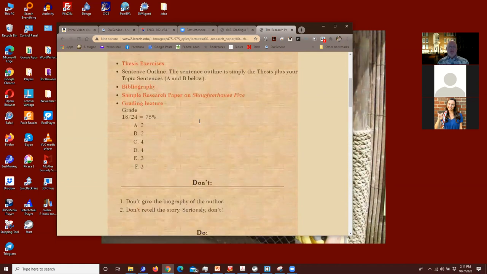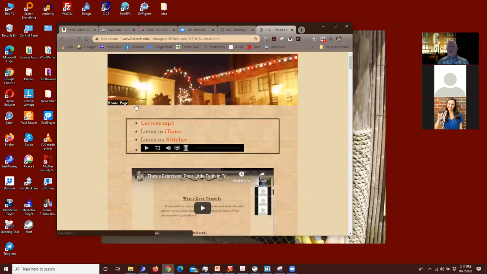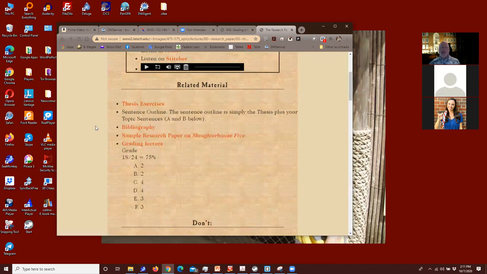First, you have to have a thesis. And if you have forgotten the thesis, I have a link to the thesis exercises. It's a simple declarative sentence, making the point you're trying to demonstrate in your paper. Everything from this point on in academia will have a thesis, whether it's a 20-page technical report, or if you decide someday to get a master's and you have to do what they call a thesis, and a thesis, guess what, has a thesis.